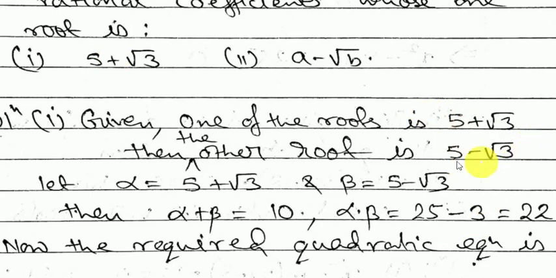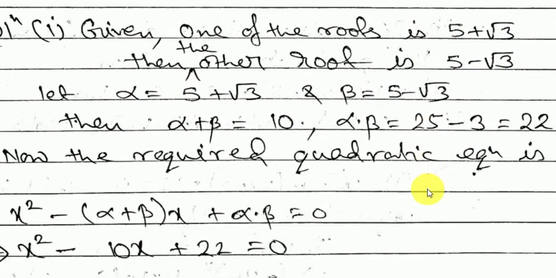Let this be alpha, let this be beta. The sum of those roots will be 10, the product will be 22. And you know that if roots are given to you, then the equation will be x square minus alpha plus beta into x, plus alpha into beta is equal to 0. Substitute the values and you get the quadratic equation.